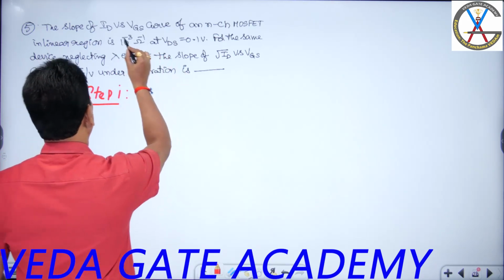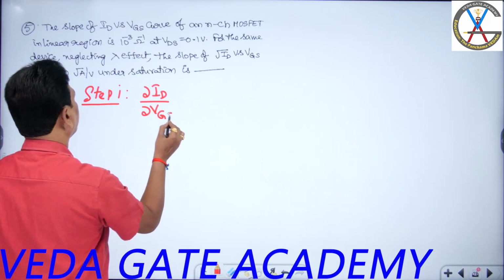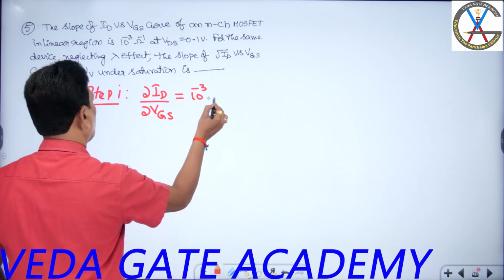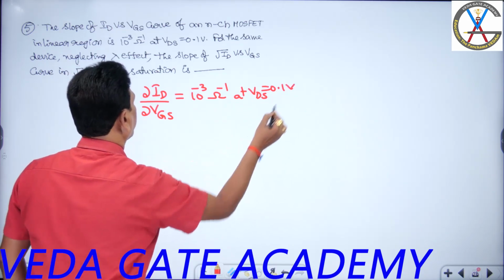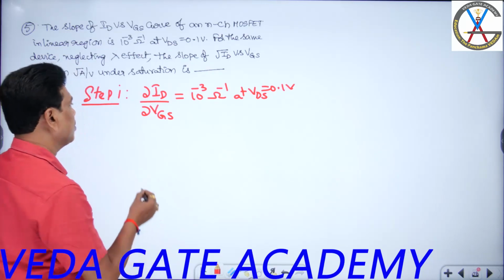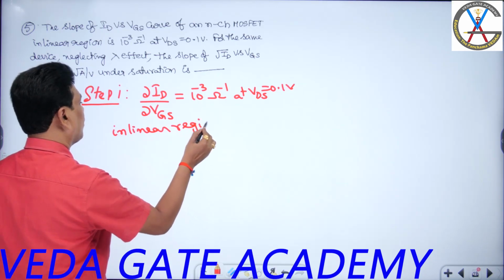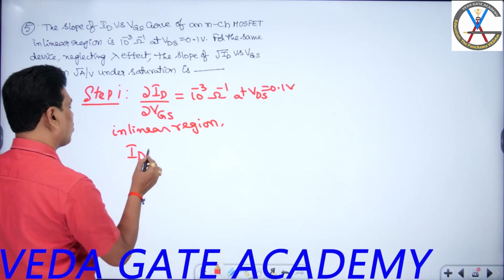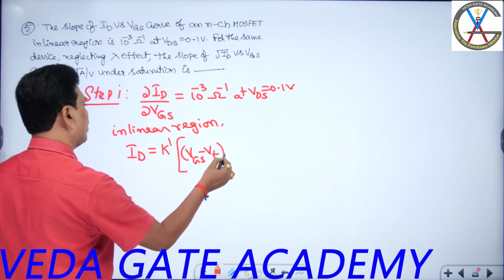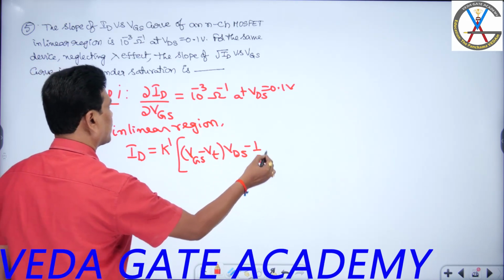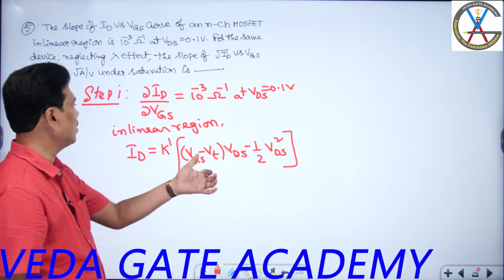So what is given, sir? The slope of ID versus VGS, dou ID by dou VGS, is given as 10 power minus 3 ohm inverse at VDS equal to 0.1 volt, in linear region. What is the formula of drain current in linear region? ID equal to K dash into (VGS minus VT) into VDS minus half VDS square, ampere. Formula for drain current in linear region.